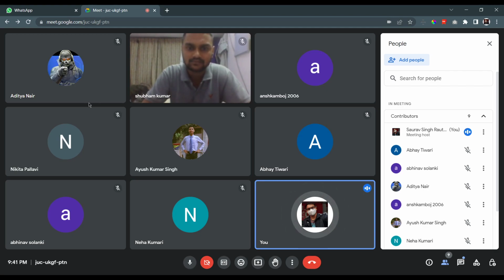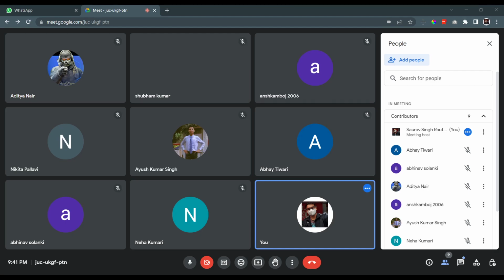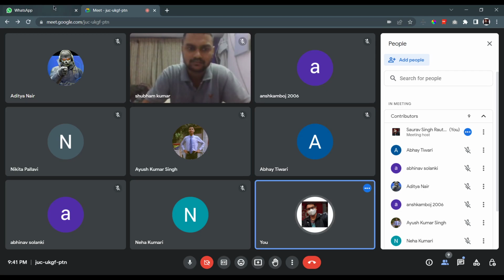Any doubts, any questions? No. Okay. So I'll start by sharing the map. I'll share the map as well as the narrative of the group also. So let me just share my screen.